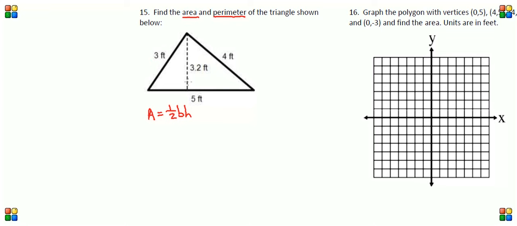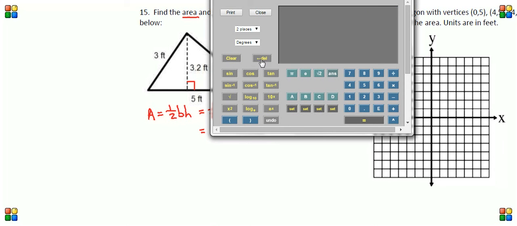Technically, this diagram should have a right angle right here to let us know that is an altitude, or that is a measure of the height of this triangle. So really, this one's pretty easy, even though we can assume it's not a right triangle. All we got to do is plug in our values. This is going to be 1/2 of the base length, which is 5, times the height of the triangle, which is 3.2. And let's go ahead and plug that into our calculator.